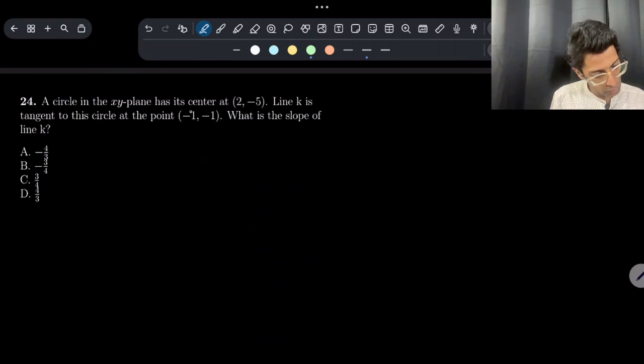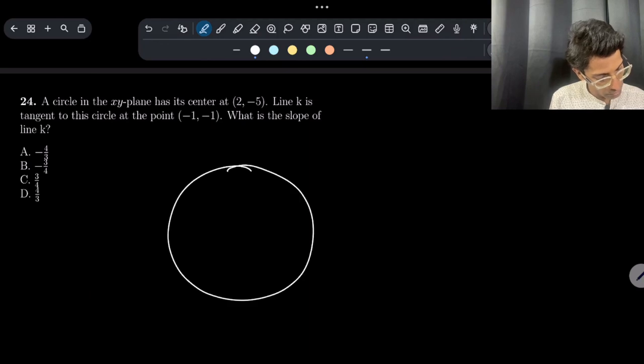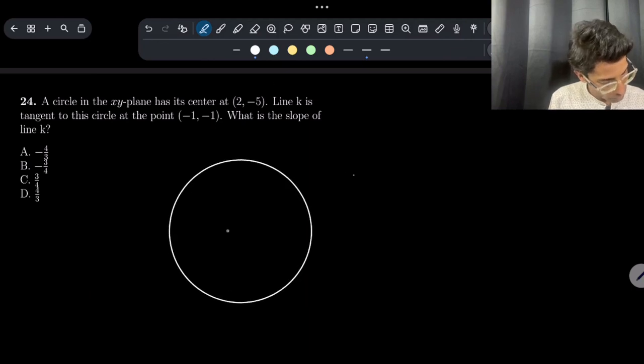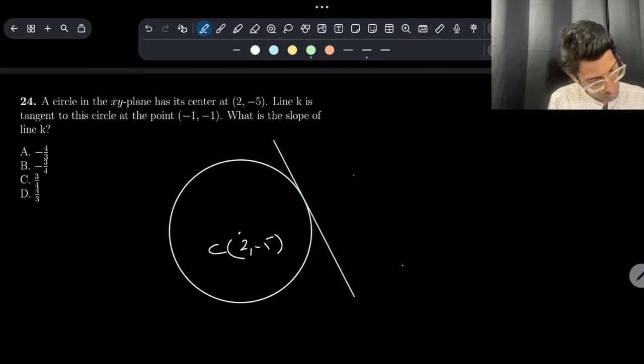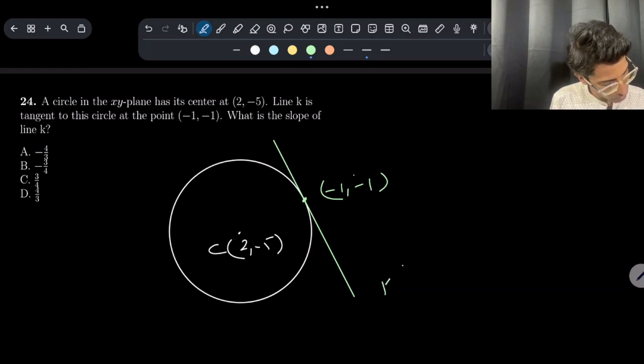A circle in the xy plane has its center at 2, -5. Line K is tangent to this circle. So we have a circle, 2, -5 is the center of the circle. Line K is tangent to this circle. Okay, let's draw a tangent. Okay, then what do we have? The tangent touches the circle at the point -1, -1. What is the slope of line K? He's asking you to find the slope of this particular line K.